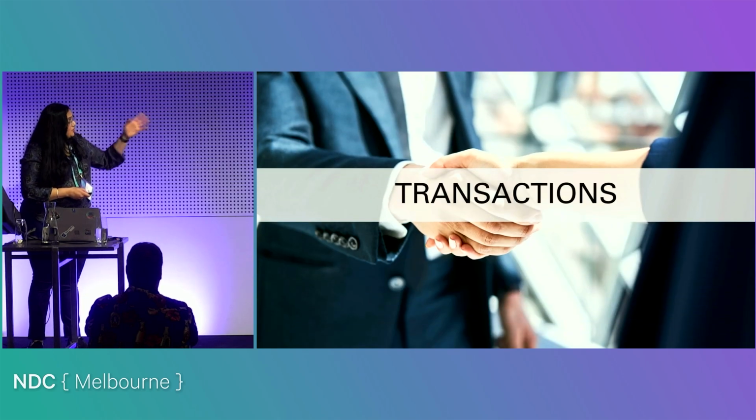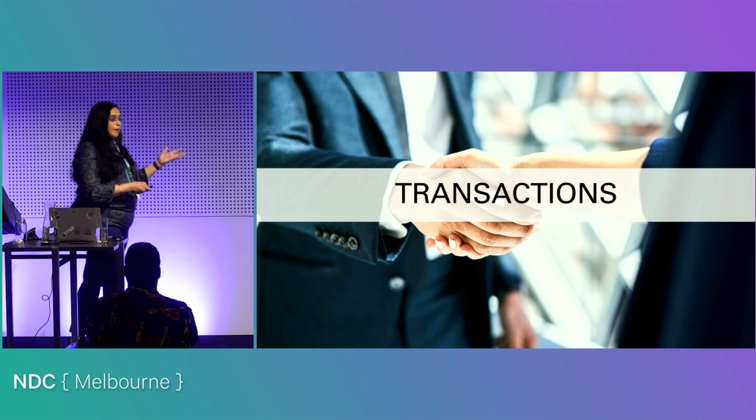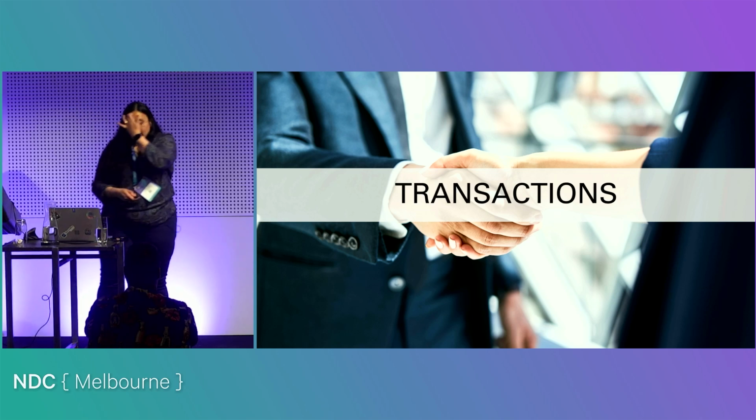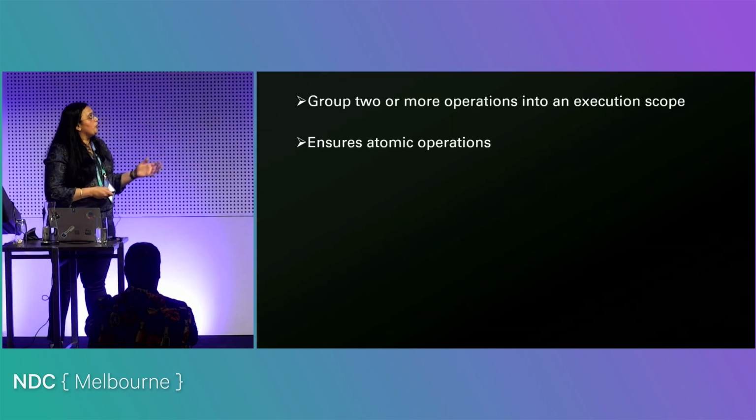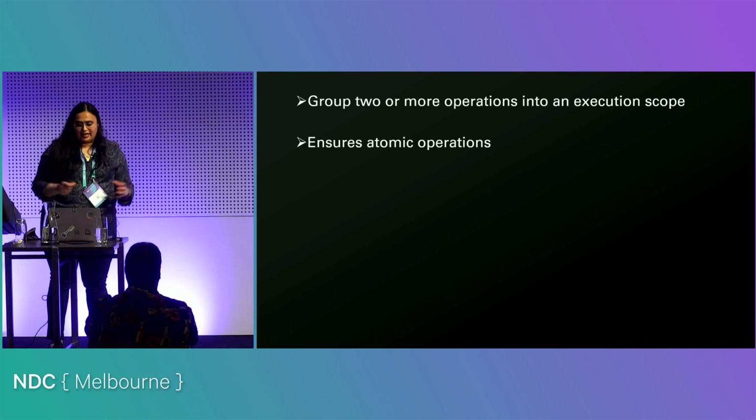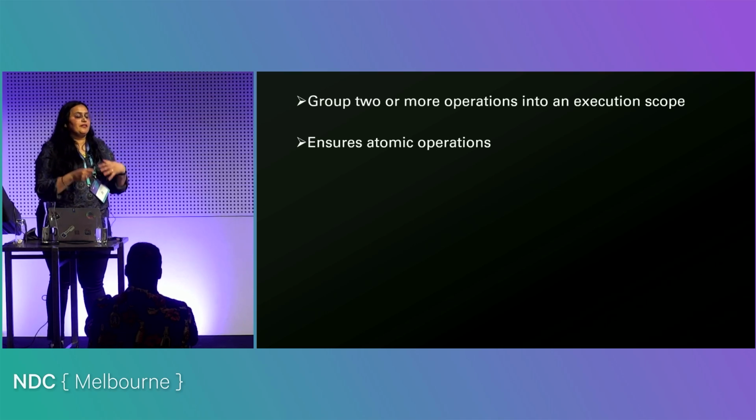And so, transactionality is also part of Azure Service Bus. Here you can group 2 or more operations and execute that in a single transaction scope to achieve atomicity.